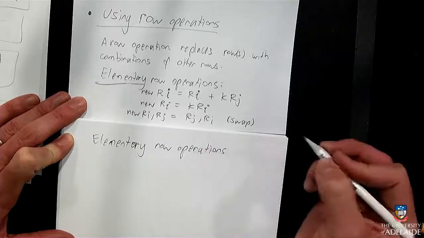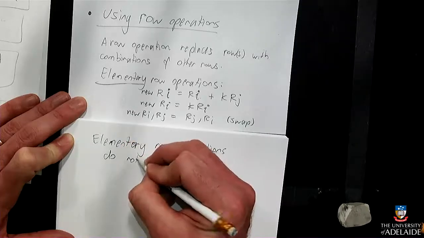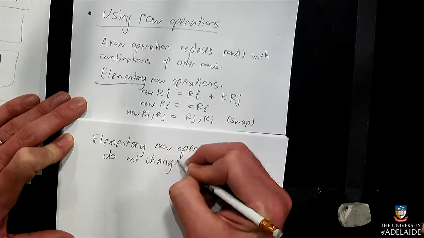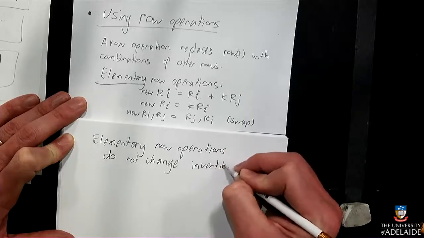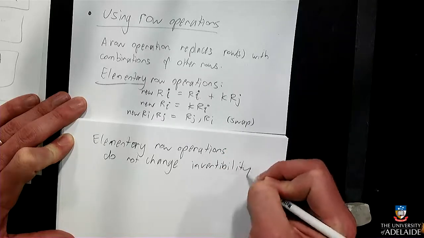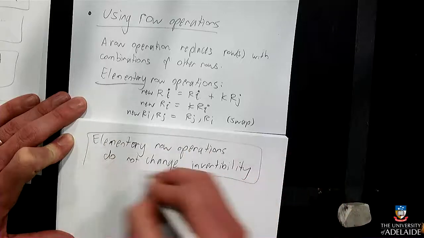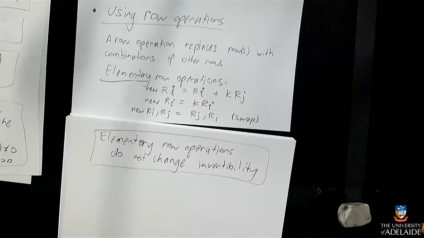So elementary row operations do not change invertibility. And so what that means is that they are a useful way of telling what's going on. So let me just do an example of the three kinds of row operations.